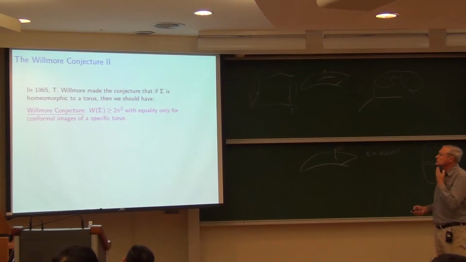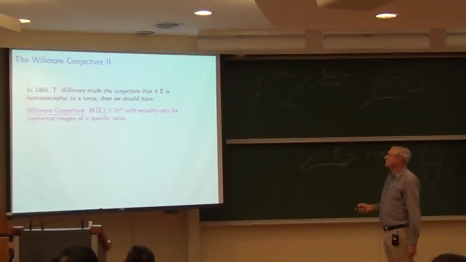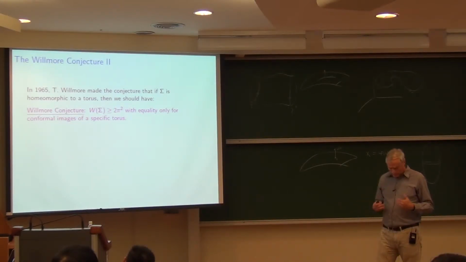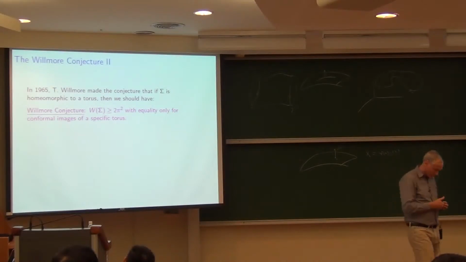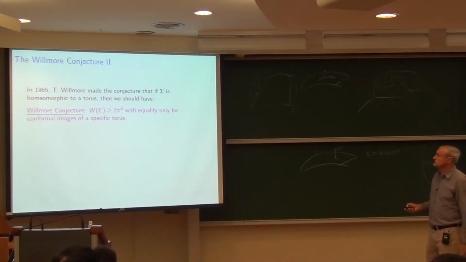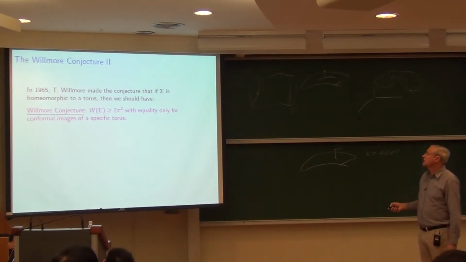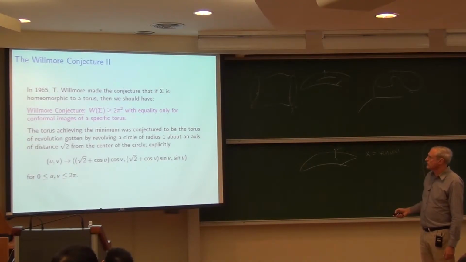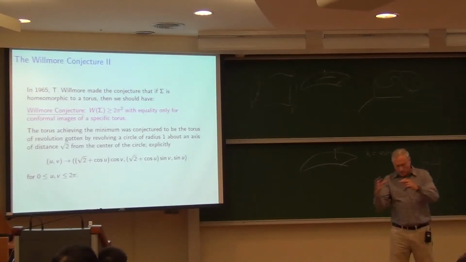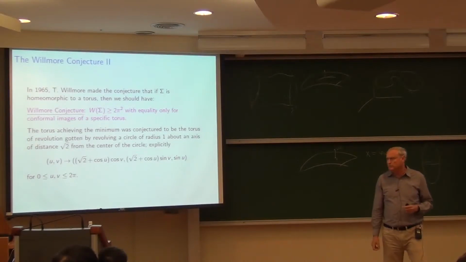Now, the Willmore conjecture was the problem of understanding the minimizer of this for the torus. If you consider surfaces which are homeomorphic to a torus in R3, then the Willmore conjecture says that the lower bound is 2 pi squared, and equality holds only for a specific torus, which we can describe as a torus of revolution. Of course, remember that any conformal image of that torus would also be a minimizer.